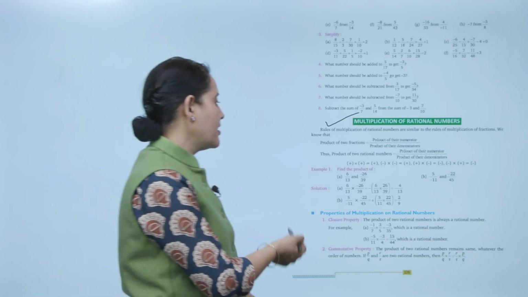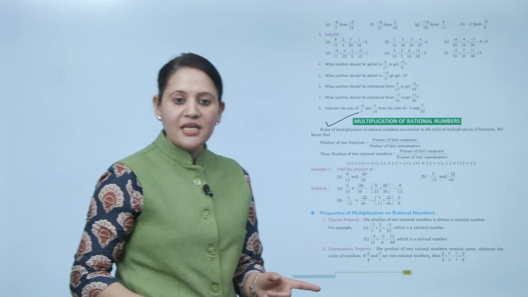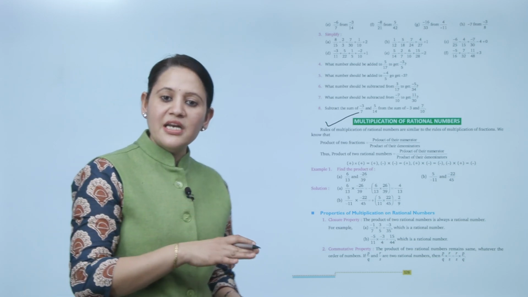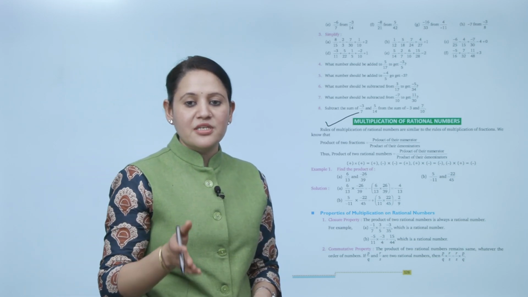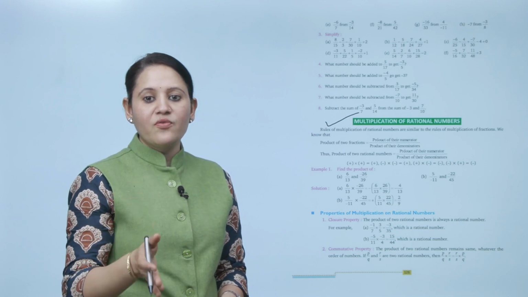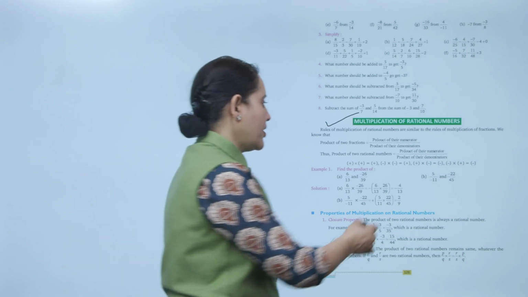Here, when we multiply, if both numbers are positive, the result will be positive. Both numbers are negative, the result will be positive. One is positive, other is negative, so the product is negative. One is negative, other is positive, the product will be negative.